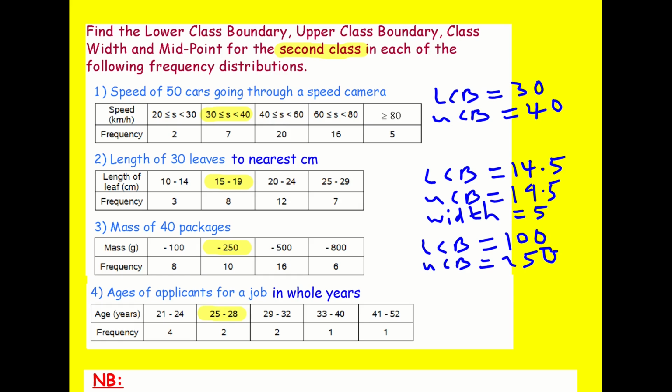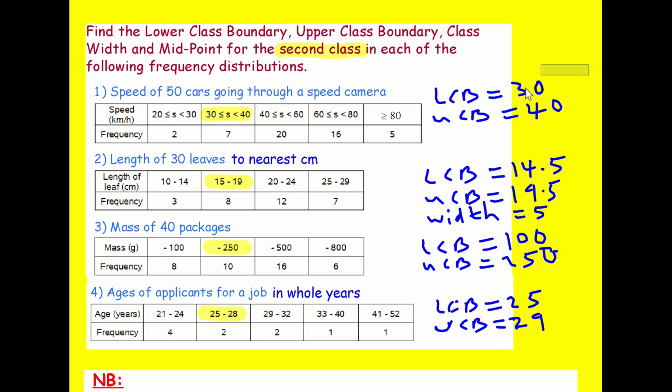All right, and then finally, ages of applicants for a job in whole years. We need to be careful now because we're not rounding up. If you are 24 years and 11 months and just shy of your birthday, then you're still 24 years old in whole years. So now the lower class boundary is going to be, for this yellow one, 25. And the upper class boundary is going to be 29. Again, can't equal 29, but it is still the upper class boundary. Whew, okay, sneaky, I told you so.